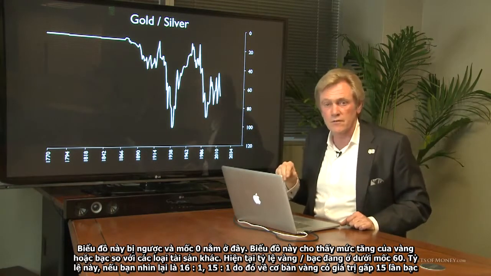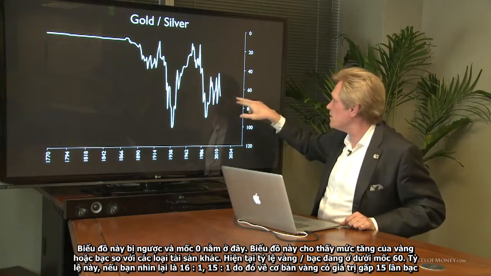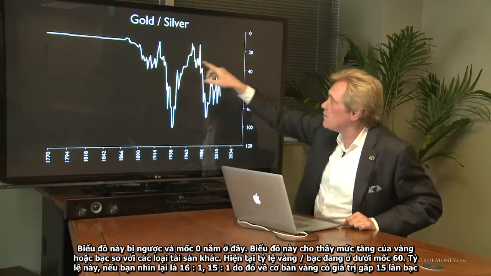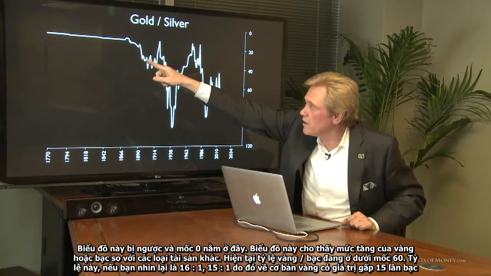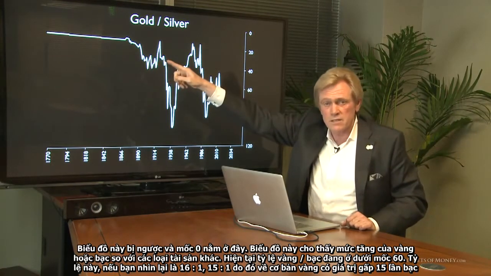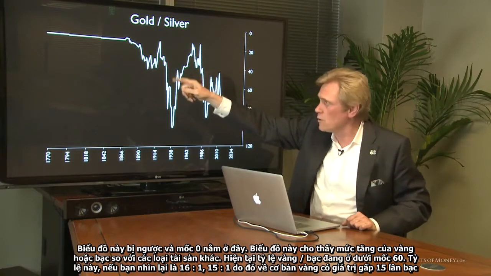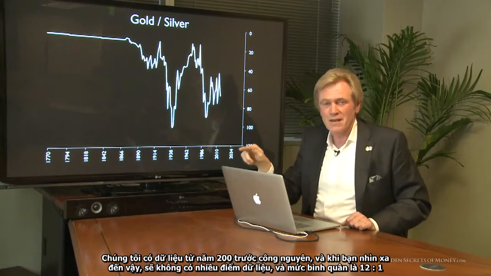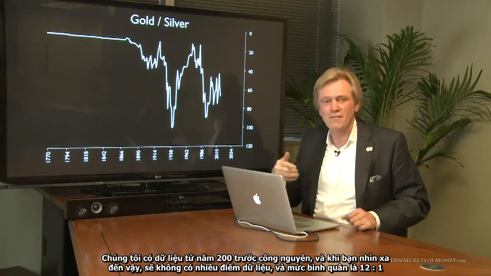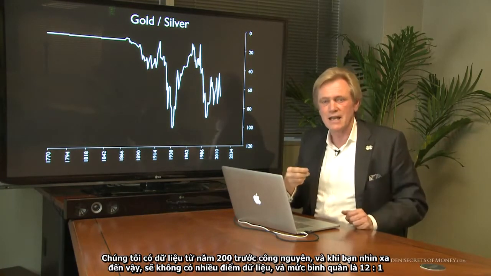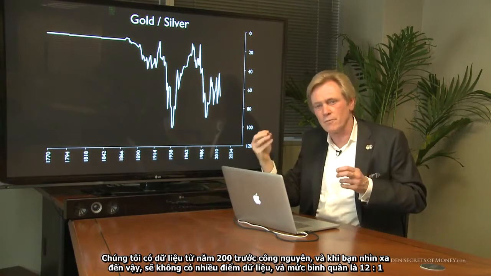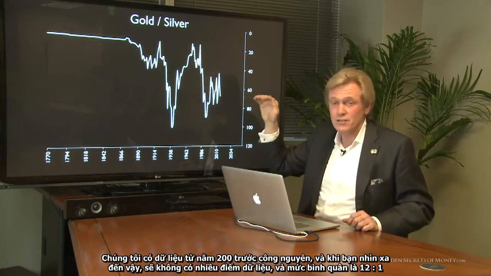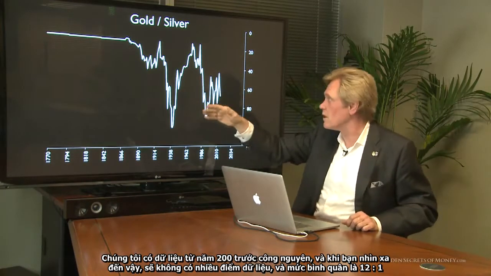Right now, the gold-silver ratio is way down in the 60s here. This ratio, if you look back, goes 16 to 1, 15 to 1. So basically, silver's value was 1/15 of gold. I've got a chart going back to 300 BC. Now, when you go back that far, there aren't very many data points, and you're getting data points from one area of the planet or another area. But the average going back is 12 to 1.